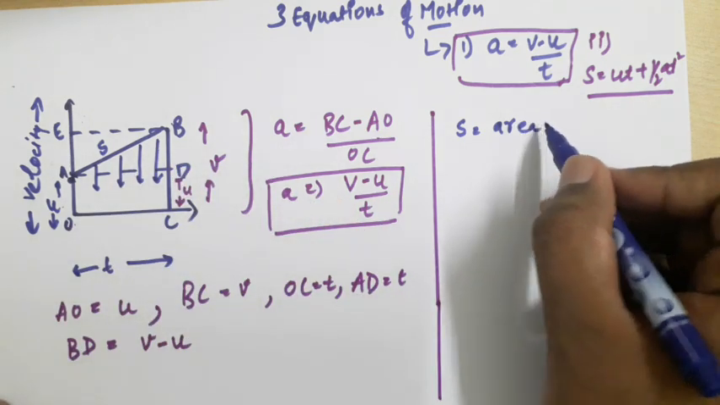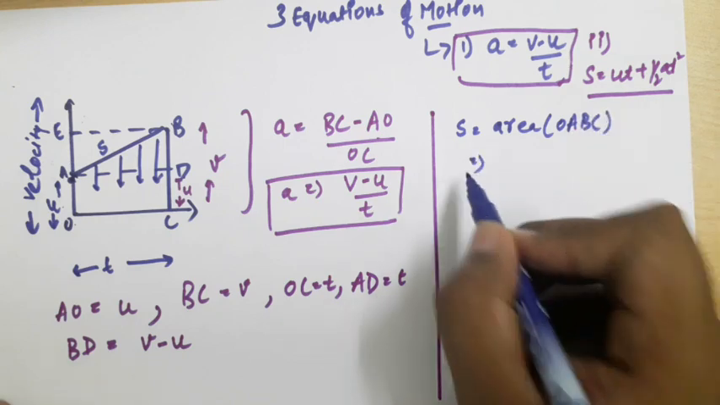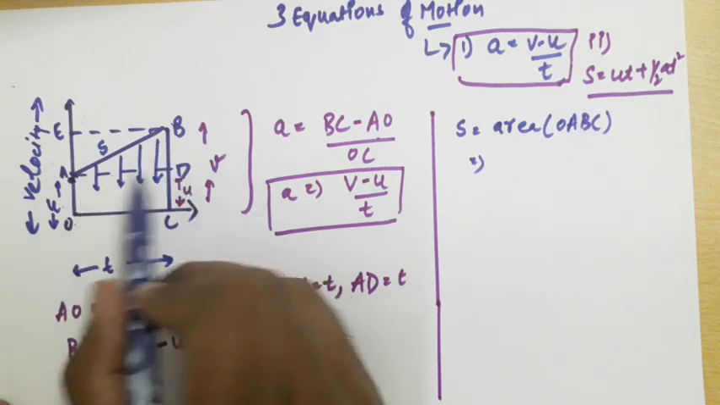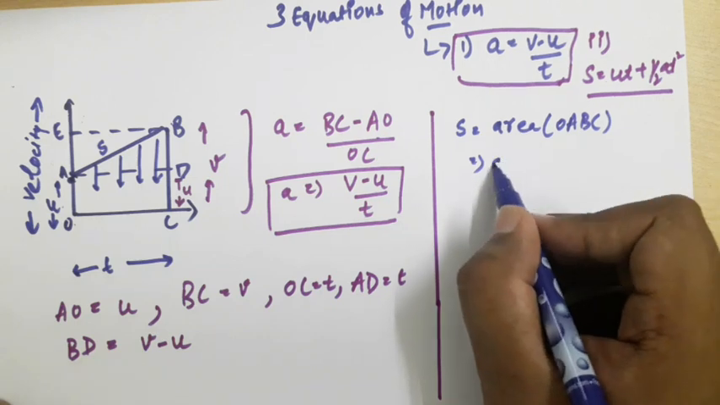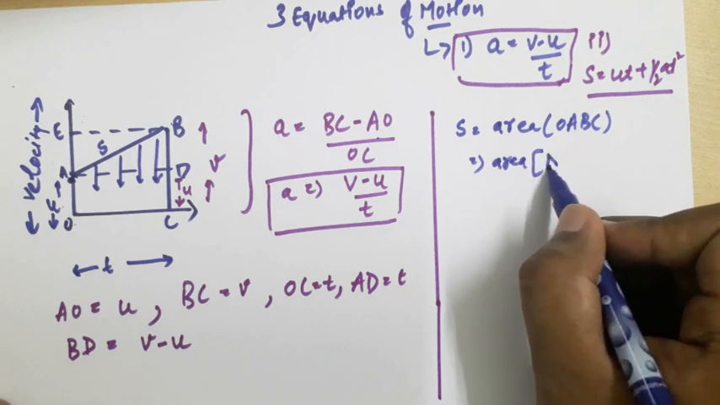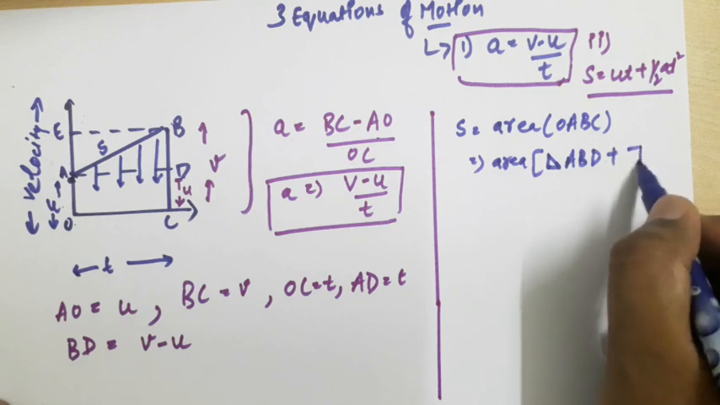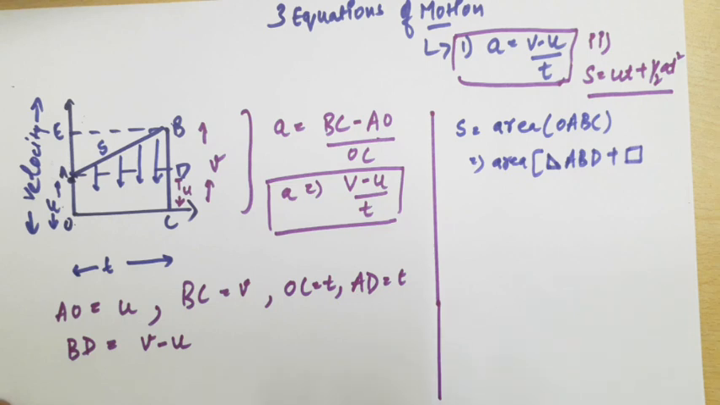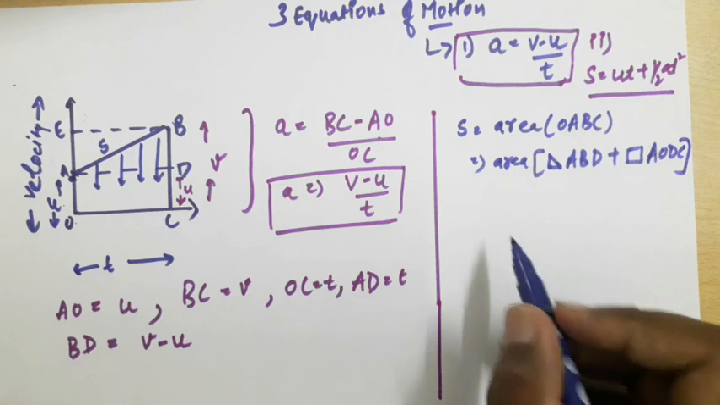So area of OABC. And I can also observe one thing over here, that in AOBC there is one right angle triangle and one rectangle. So for AOBC, I'll take the area of both, the right angled triangle, that is ABD, plus the rectangle, that is AODC, right? So I'll take both of their areas.